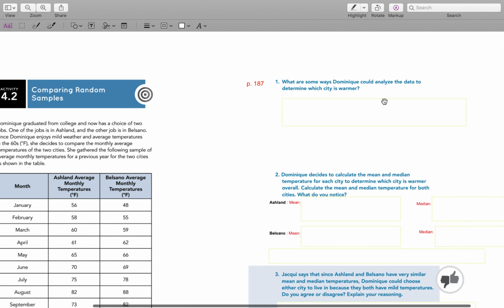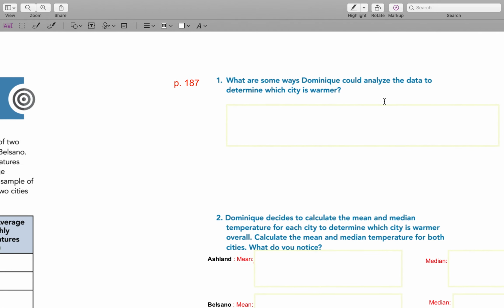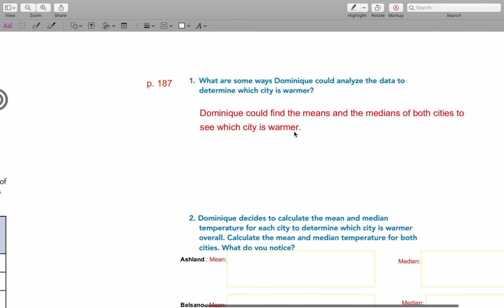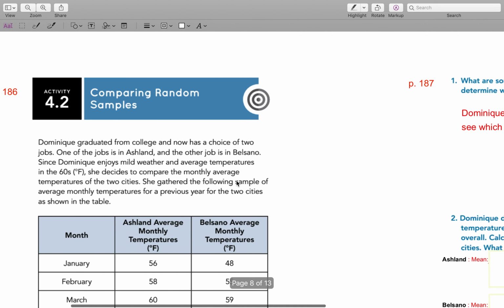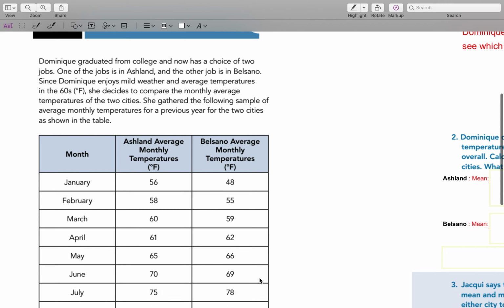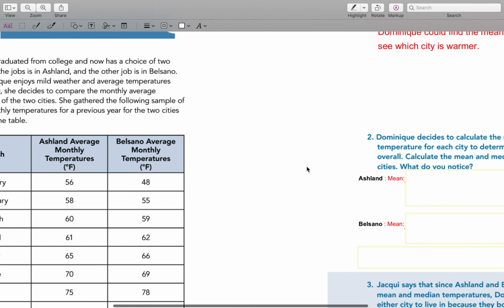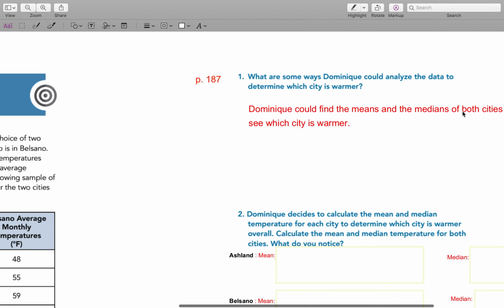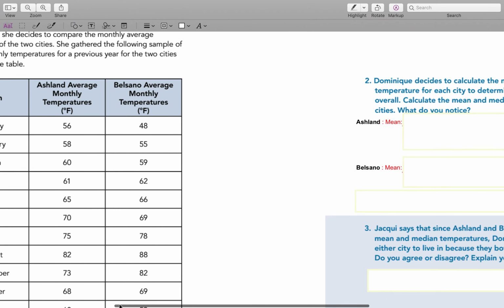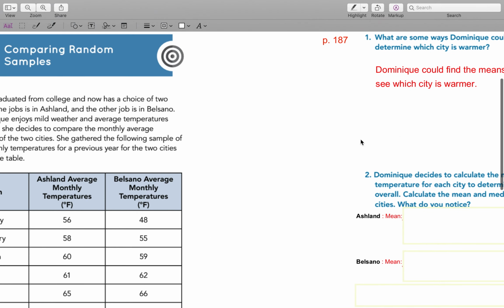It says, what are some ways Dominique could analyze the data to determine which city is warmer? Well, we have two ways that she can find. So Dominique could find the means and the medians of both cities to see which city is warmer. So mean is the average, so average temperature. So she could find the average temperature of Ashland and average temperature of Bolzano, and she could compare those two. And also the medians of both cities. So median would be the middle number. So middle temperature in Ashland, middle temperature in Bolzano, and she can compare which one is warmer.